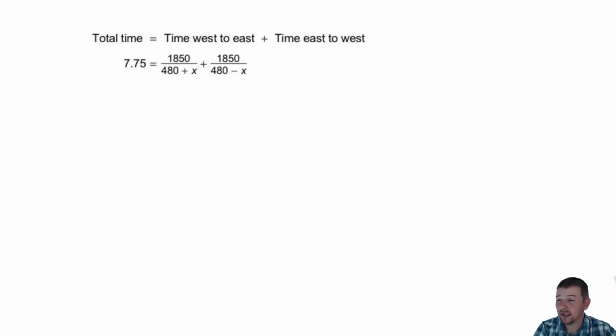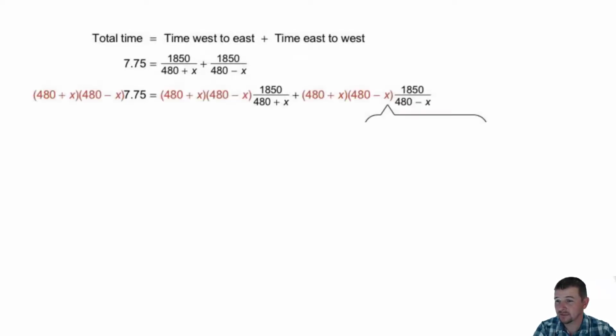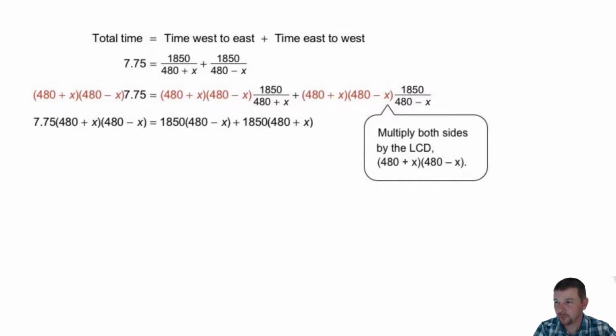In order to clear denominators, we'll multiply both sides of the equation by the LCD, that's 480 plus x times 480 minus x. Working to simplify, that becomes 7.75 times 480 plus x times 480 minus x equals 1,850 times 480 minus x plus 1,850 times 480 plus x.